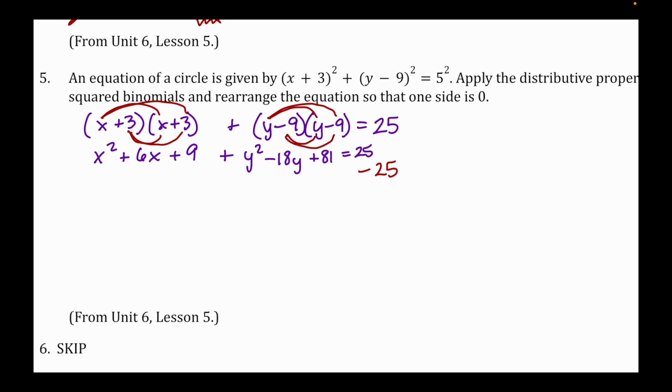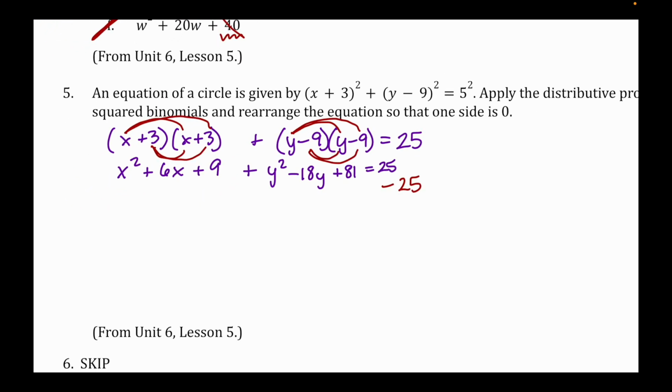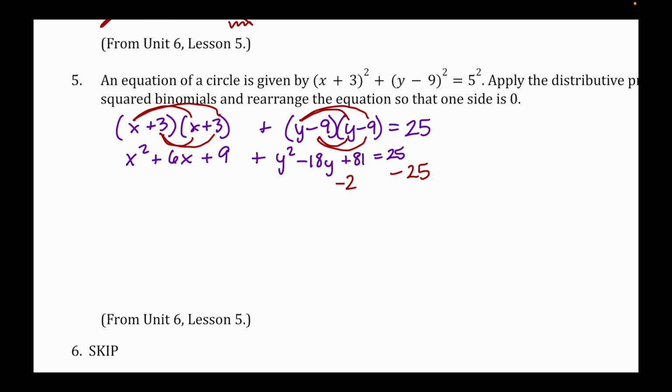So I'm going to just add that on the end before I combine any like terms. I'm going to rearrange things a little bit here, still showing I'm keeping it equal. So I'm going to have x squared plus 6x. Then I'm going to write my y squared minus 18y, and then I'm going to write my plus 9 plus 81 and minus 25, and this is equal to 0.